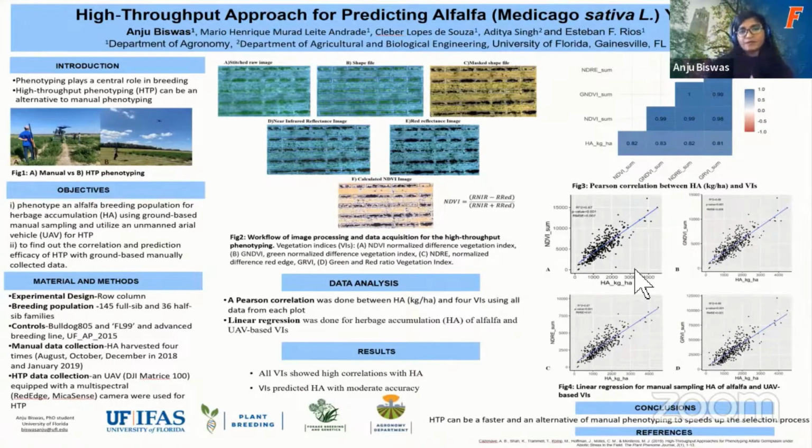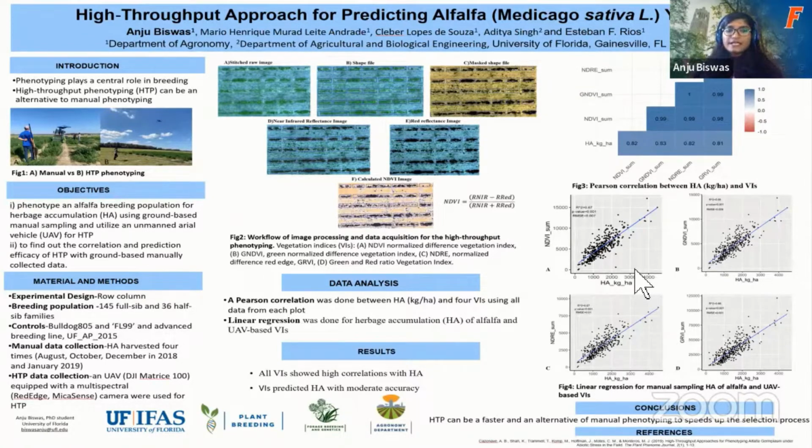Our research was conducted in Citra, 30 minutes away from Gainesville, and the experimental design was a row column design. We had 145 full sib and 36 half sib families, including 3 controls. 4 manual harvests were done at different time points in 2018 and 2019 based upon 10% flowering of controls. An unmanned aerial vehicle equipped with a multispectral camera was flown before each harvest.